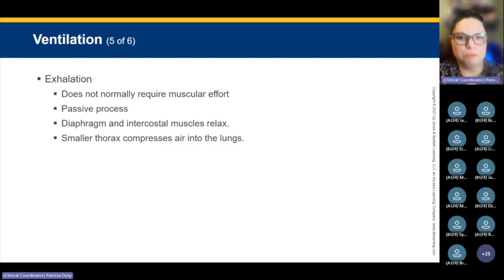So this is a passive process. To inhale, remember, I had to actively inhale. I had to actively make my muscles move, right? But exhalation is just passive. I can just let it go. It's like a balloon. You just open the balloon up, it just goes away, right? The diaphragm and intercostal muscles relax, and the smaller thorax compresses air into the lungs and into the smaller spaces. The air pressure in the thorax is then higher than the outside pressure, and air is just pushed out through the trachea at that point.